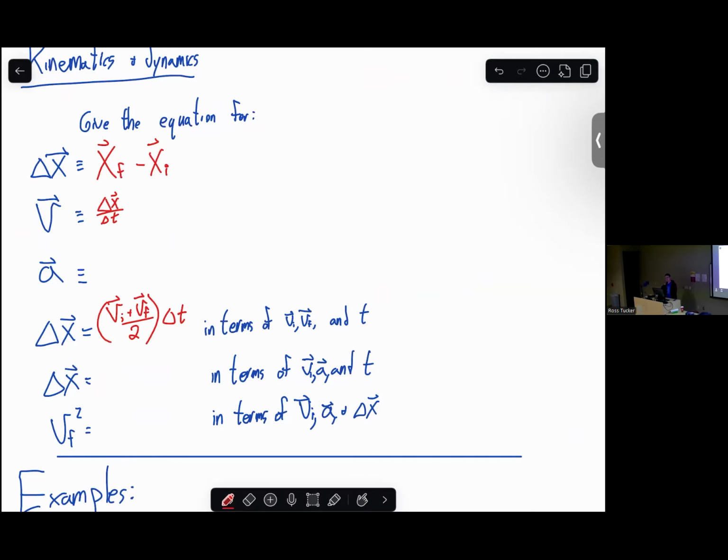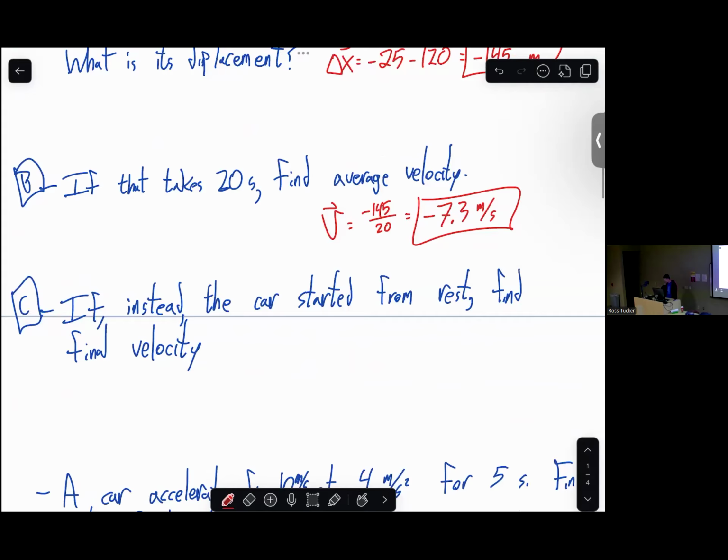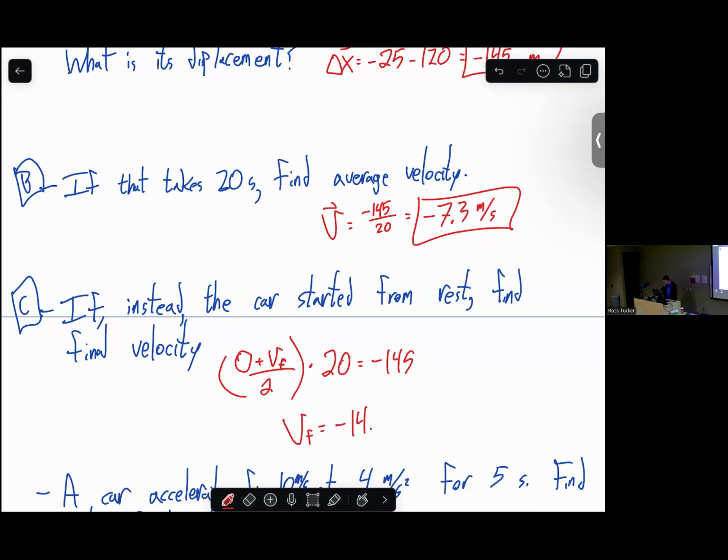Okay, so if I start from 0 and I want to find the final velocity, I could express this as 0 plus VF over 2, times the time interval I've got, 20 seconds. I claim that it better darn well equal the same displacement as the original. Solve, let's see, 20 over 2 is 10. 145 over 10 is 14.5. Oh, don't drop the minus sign. I claim this gives me negative 14, roughly.